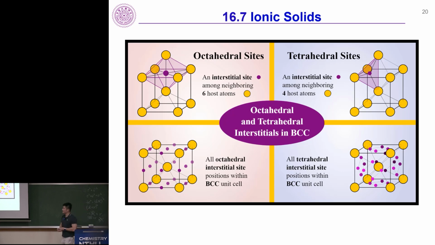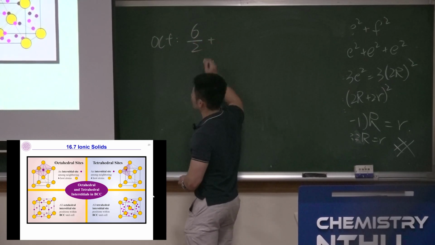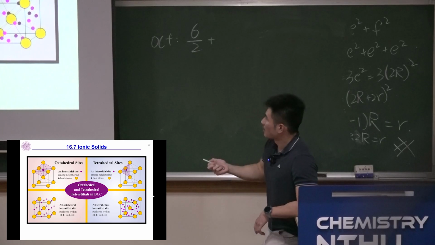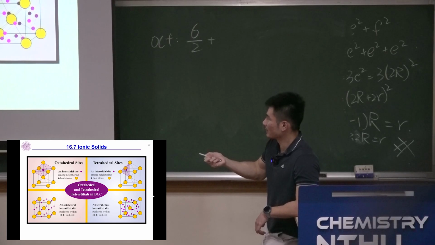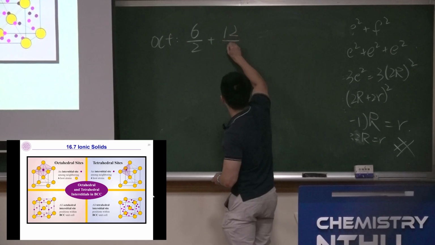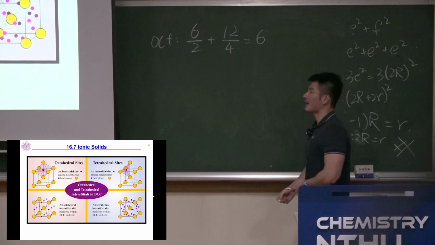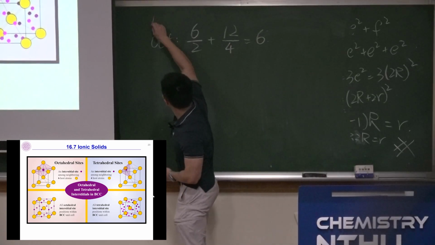Again, we have 6 faces. 1, 2, 3, 4, 5, 6. These 6 faces are shared by 2 unit cells. So we have 6 artificial holes shared by 2. In addition, we have 12 edges, shared by 4 unit cells. So 12 divided by 4. So we have 6. 3 and 3. So we have 6 artificial holes for body center.